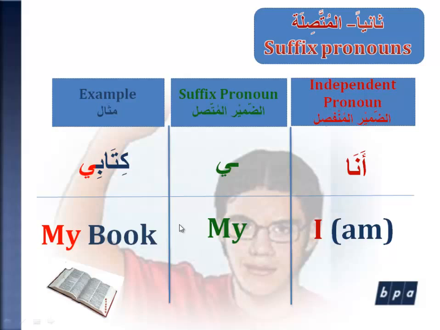So for the first person and for the I or I am, أنا in Arabic, we basically add a ya at the end of the word to indicate the attached pronoun for my. So for my book, it is kitabi, and you could see the ya attached to the end of the word kitab.